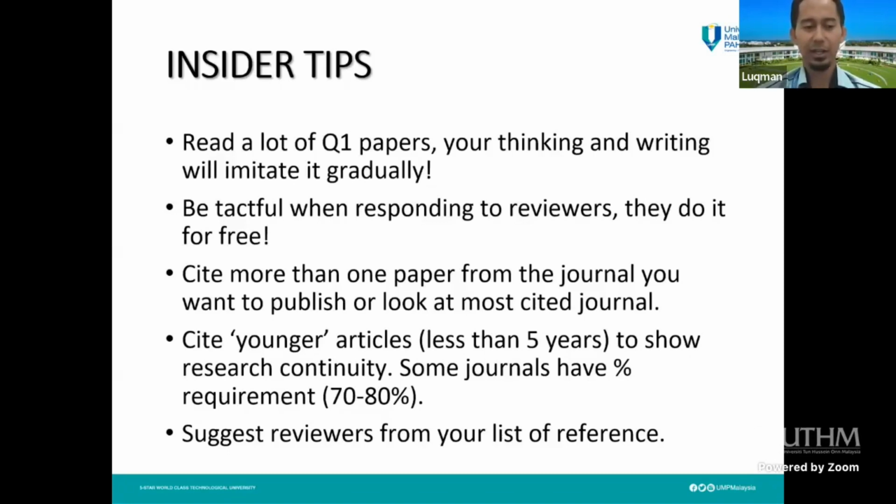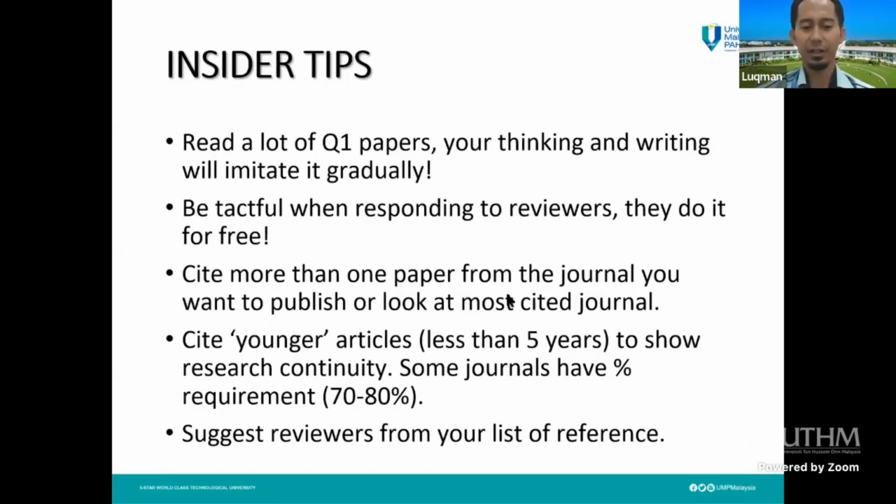Yeah, recommend for rejection. Third, cite more than one paper from the journal you want to publish in, or look at the most cited journal. Not sure if there is one below. But basically, how you find a journal to publish in is you look at your references. Once you finish your article, look at the references and see which journal you cite a lot. Say you have 20 citations, look, journal A I cited 5 times. Maybe that's the suitable one for you, because you're always citing that journal, meaning you have the inclination to follow that journal, so why don't you try to publish there? Especially if it's a Q1 or Q2 journal.